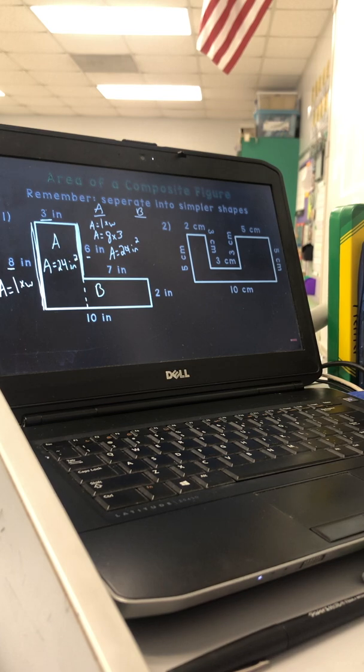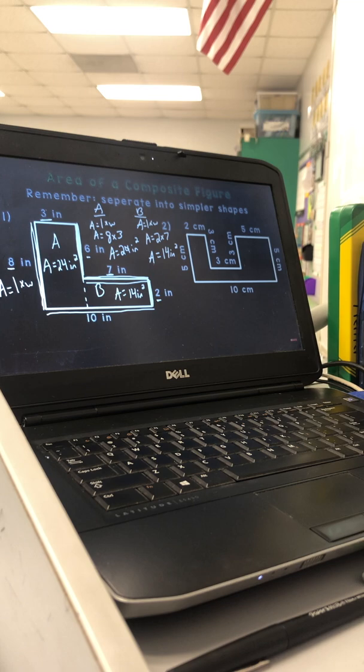Now let's do B. Area equals length times width. Let's plug in. Length is going to be this 2 inches here, so 2 times the width of 7 inches. Do not use the 10. The 10 goes all the way across. We only want right here, which is that 7 inches. So area equals 2 times 7, 14 square inches. So the area for B is 14 square inches.